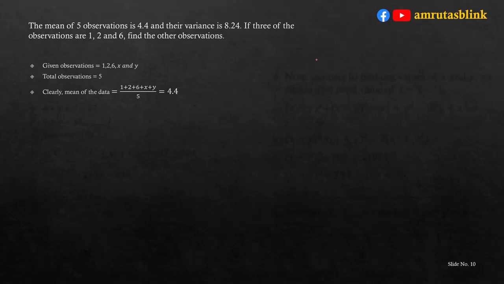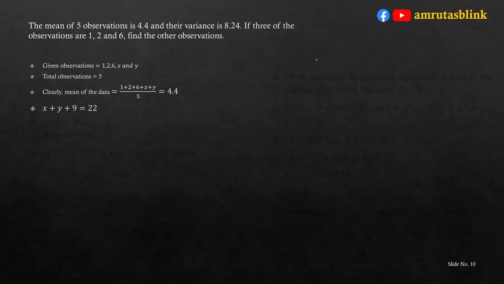Now, what is the mean of the data? Mean of the data is the summation of the data divided by the number of observations. Now, in this case it is given that the mean is equal to 4.4. Hence, we can say that 1 plus 2 plus 6 plus x plus y upon 5 is equal to 4.4.